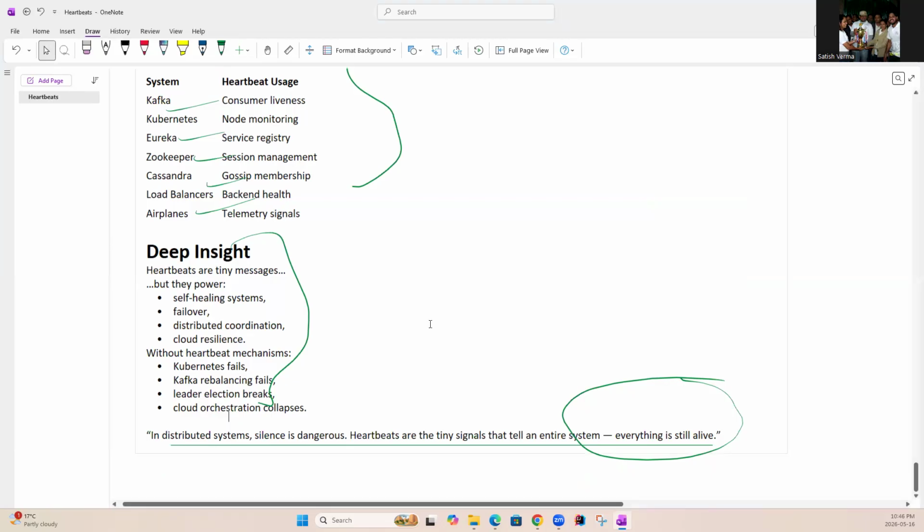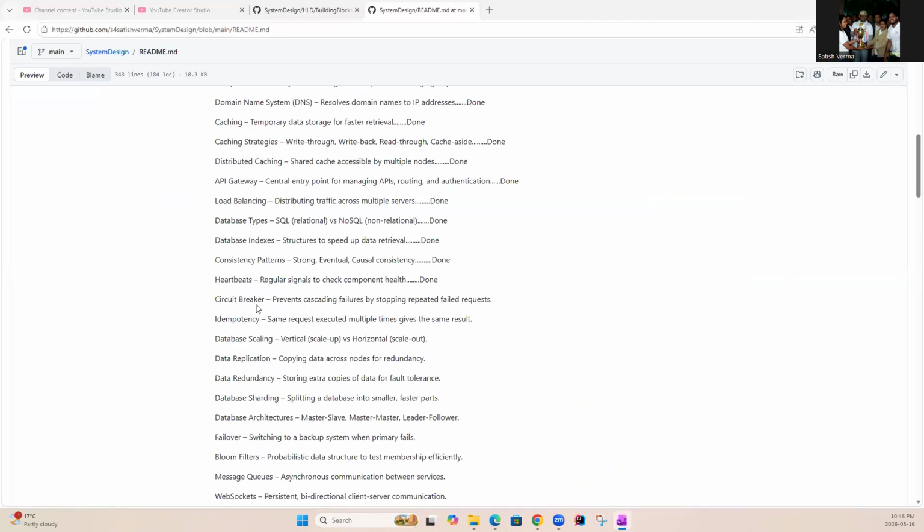So I'm wrapping up now. If you have any questions, then comment it out, and we'll meet soon with our next concept, circuit breaker. It is very important in microservices.